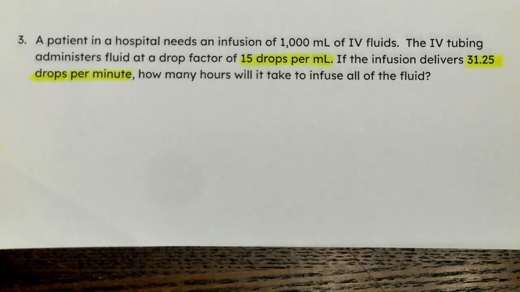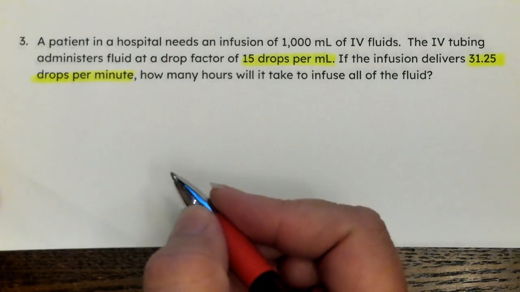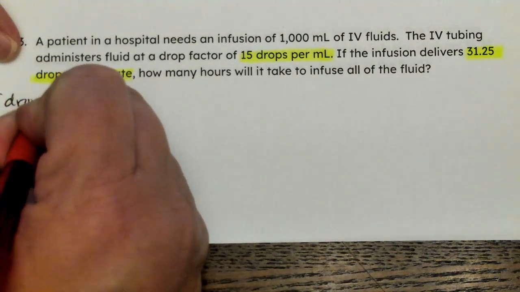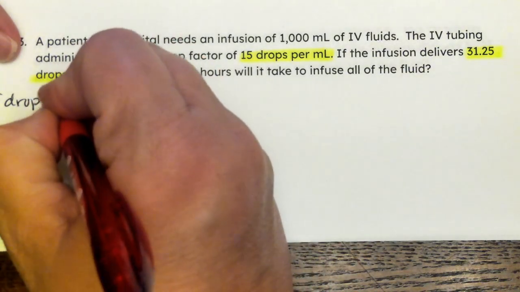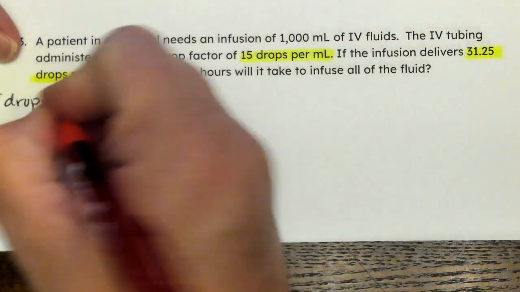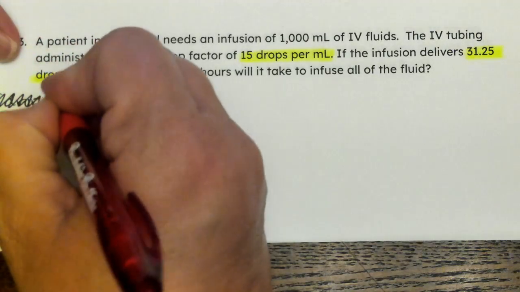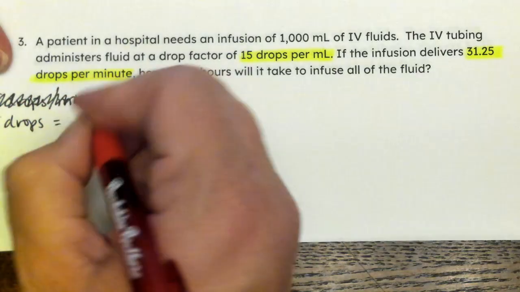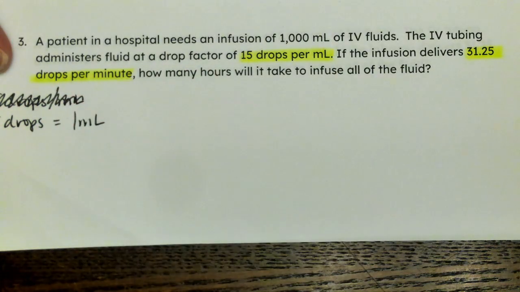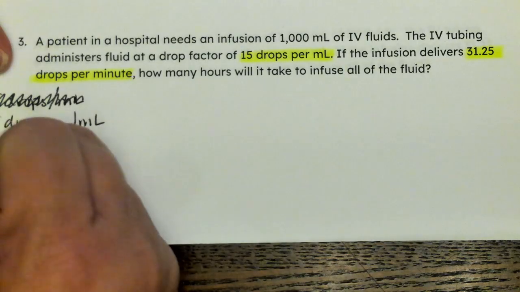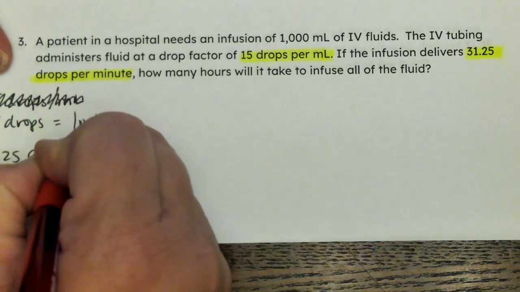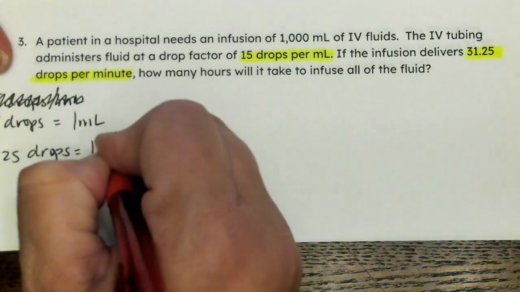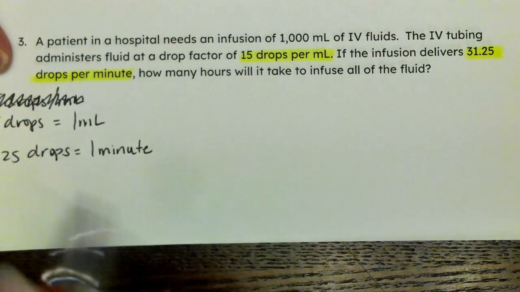Okay, so let's pull out our conversion factors again. 15 drops per milliliter. Oops, I meant to put the equals. Sorry. Well, I'm going to rewrite that for you guys. So 15 drops equals 1 milliliter. Okay, and the next one is 31.25 drops equals 1 minute. So that's how long it's going to take it to drop those drops.